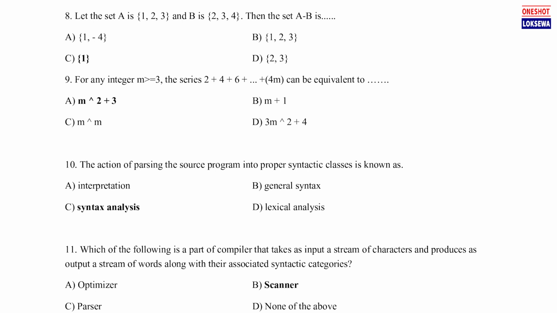10. The action of parsing the source program into proper syntactic classes is known as A. Interpretation, B. General syntax, C. Syntax analysis, D. Lexical analysis. 11. Which of the following is a part of a compiler that takes as input a stream of characters and produces as output a stream of words along with their associated syntactic categories? A. Optimizer, B. Scanner, C. Parser, D. None of the above.